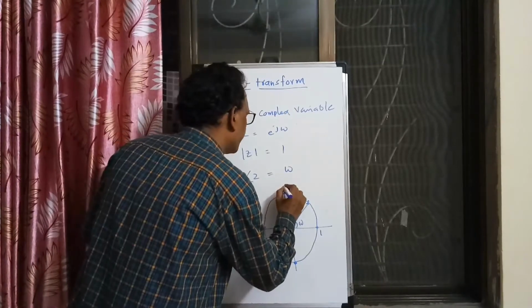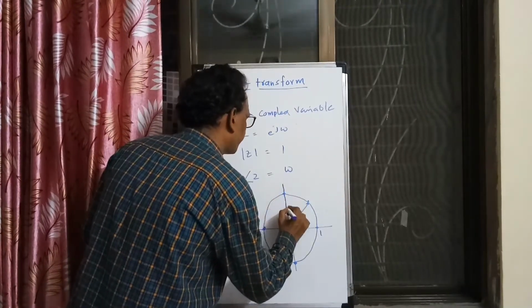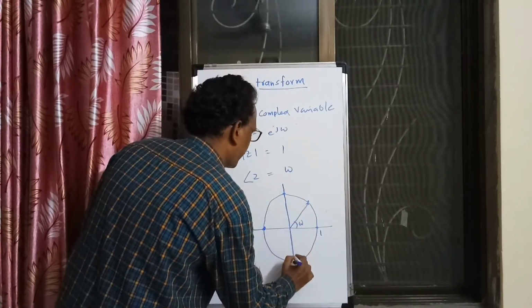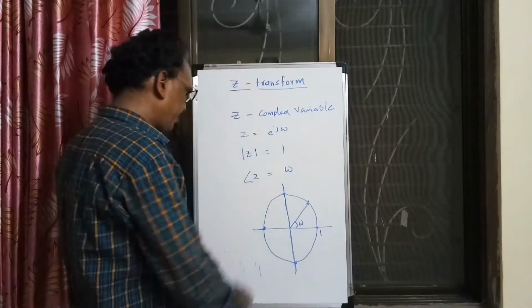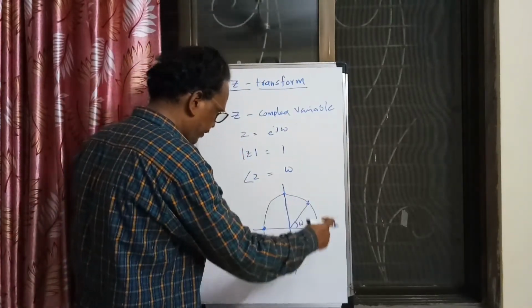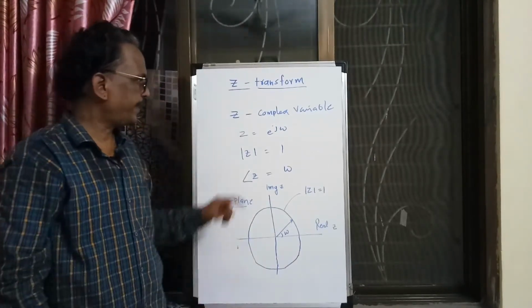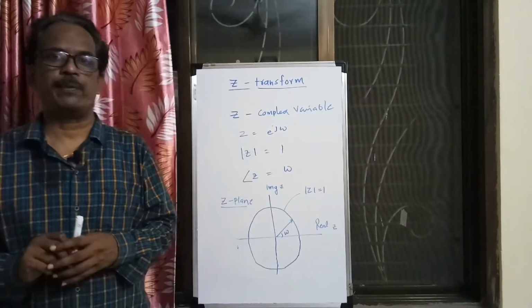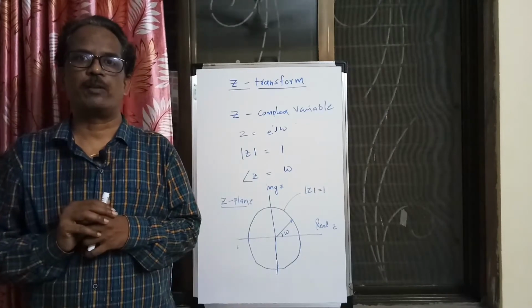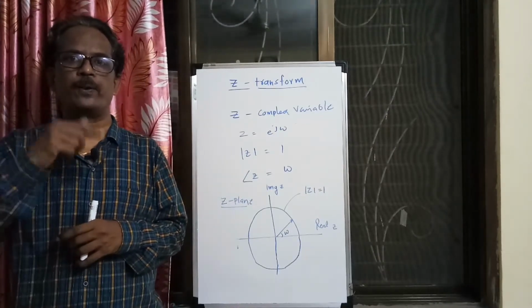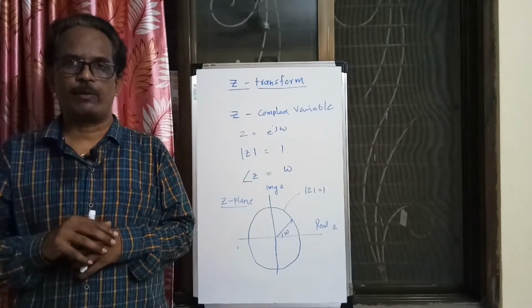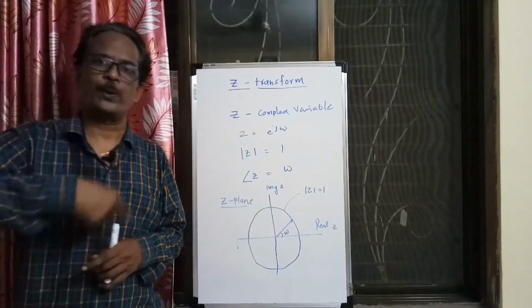So here in this case, what happens if I am talking about magnitude 1? If I take z equal to e to the power j omega, and you are plotting omega equal to 0, omega equal to pi by 2, omega equal to pi, omega equal to 3 pi by 2, omega equal to 2 pi.